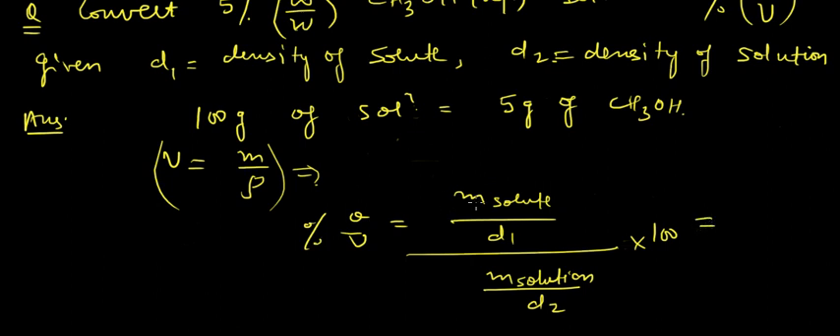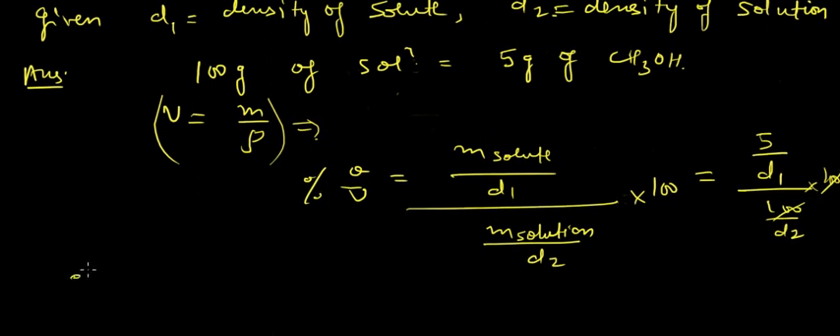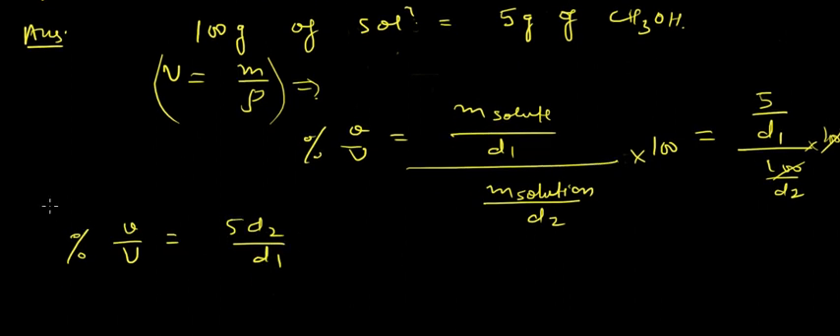So this comes out to be mass of solute is 5, density of solute is D1, upon mass of solution is 100, multiplied by 100 divided by D2. 100 and 100 get cancelled, so finally percentage small v by capital V would be 5D2 over D1. So this would be the answer.